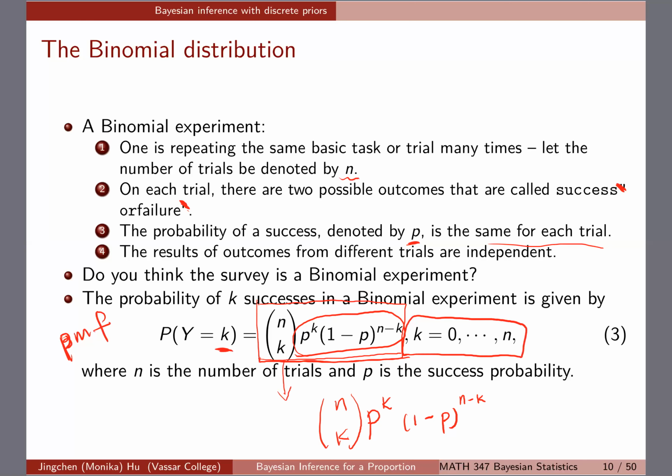So this is probably a review for some of you. Keep in mind, this will be the PMF of the binomial.